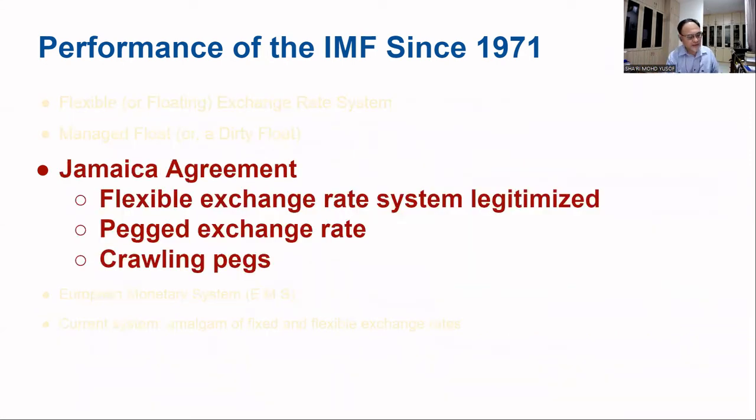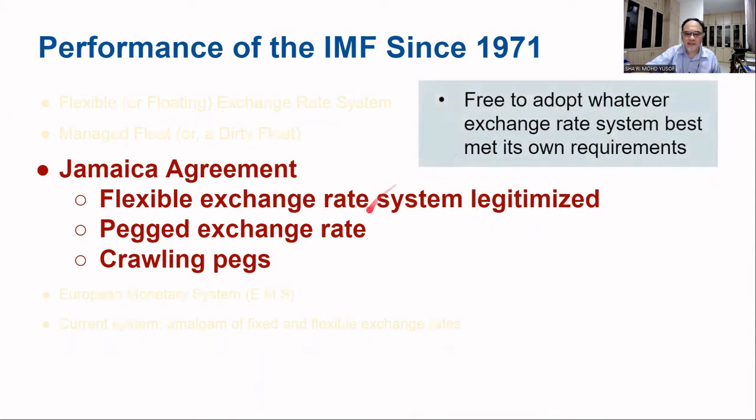And in 1976, in the Jamaica Agreement, countries tried to legitimize the flexible exchange rate system mechanism. So basically, for the money system, there's only two: either you fix or flexible. Okay, so countries were free to adopt whatever exchange rate system is best and meets its own requirements, and the US adopted a floating exchange rate. So this is the flexible exchange rate.